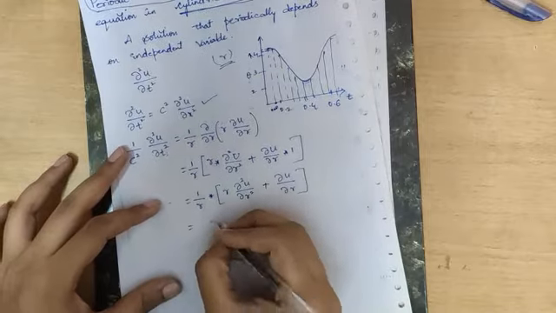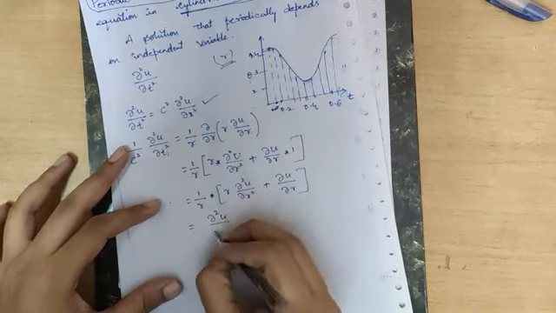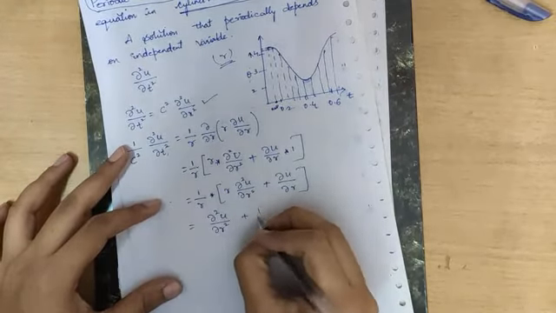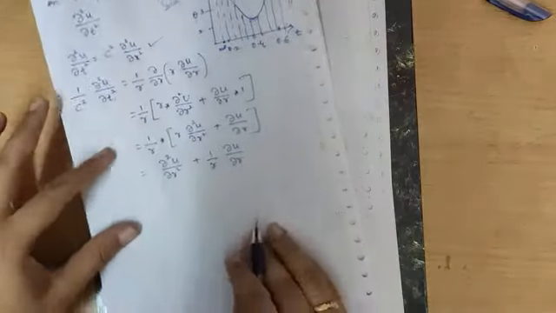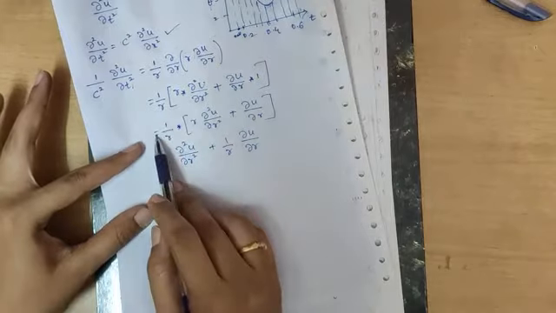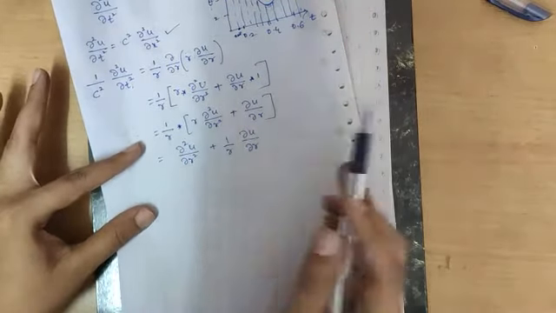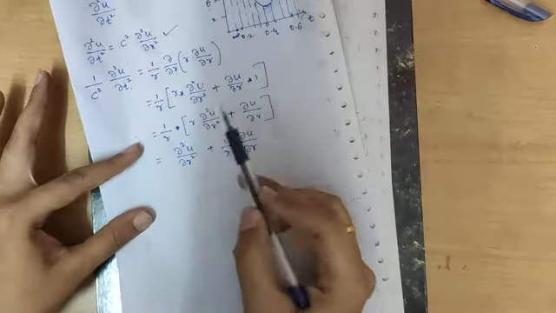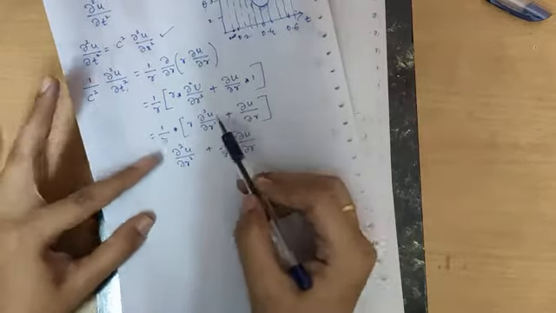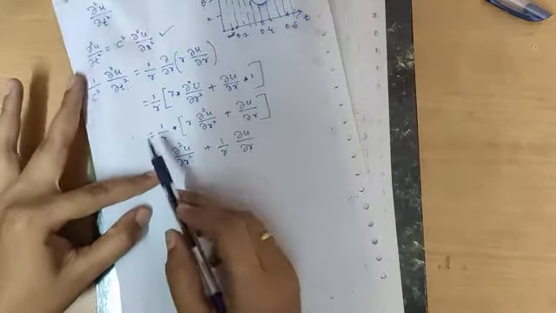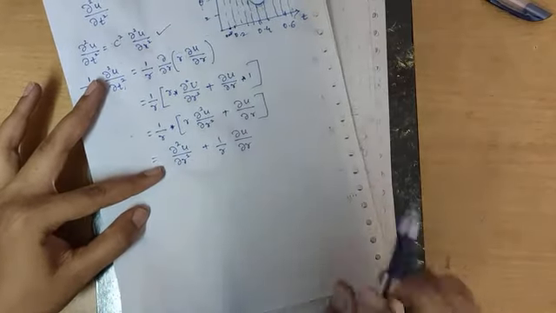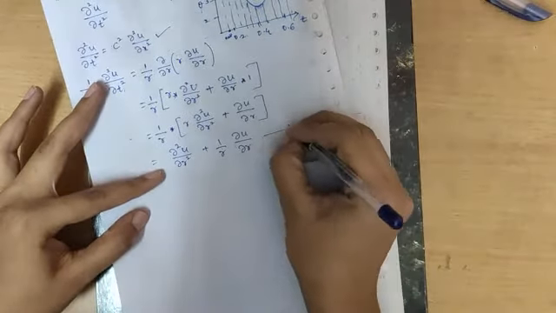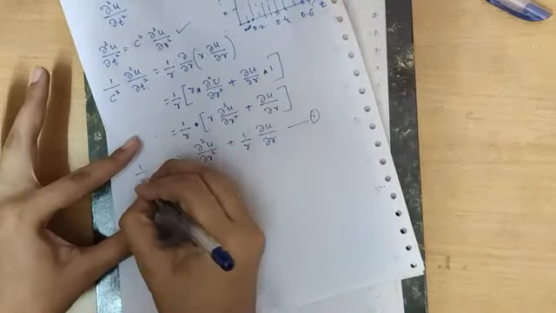I will write this as ∂²u/∂r² plus 1/r ∂u/∂r. I have just multiplied this 1/r into the terms inside the brackets, so r gets cancelled. You will get ∂²u/∂r², and if you multiply the other term, it will be 1/r into ∂u/∂r. I will call this equation number 1.